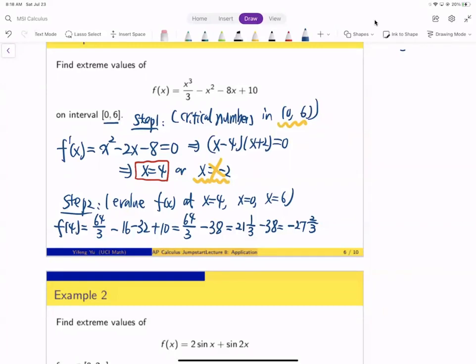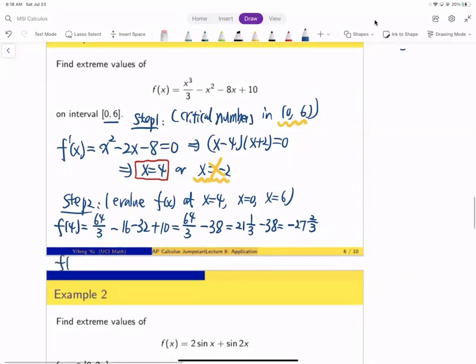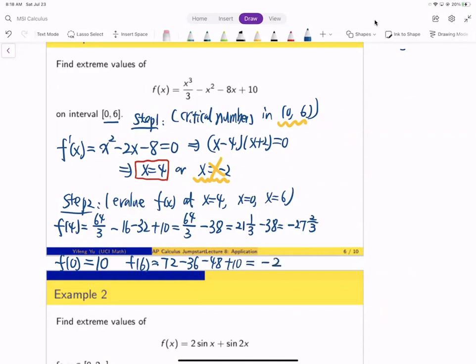Okay, now let's calculate the others. Let's calculate F0. F0 will just be 10, right? Now, how about F6? If you plug in 2, you get 72 minus 36 minus 48 plus 10, and this gives you negative 2, right? So the point is, we get 3 values: one is this, then you get this 10, and you get this negative 2.